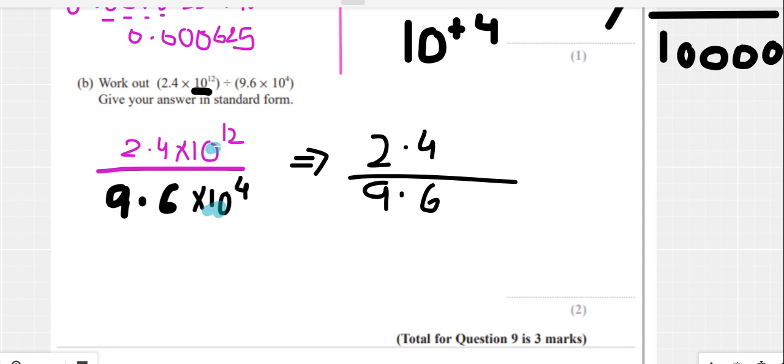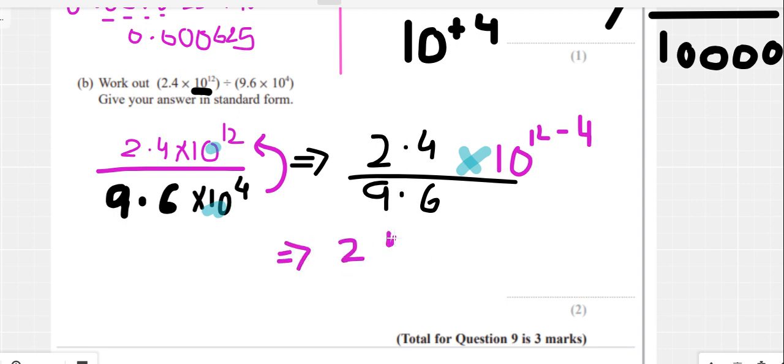Division means basically you are taking out, like you are doing subtraction continuously. So we will times by 10 to the power of 12, and 4 is in the denominator. When you move this 4 to the top, you will subtract because of the rule. 12 minus 4 equals 6.